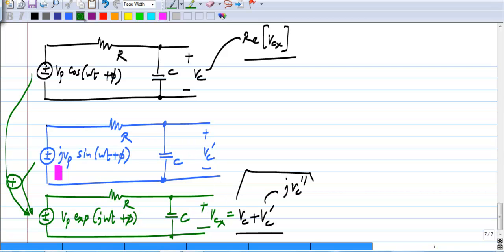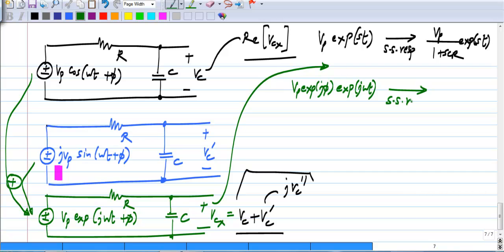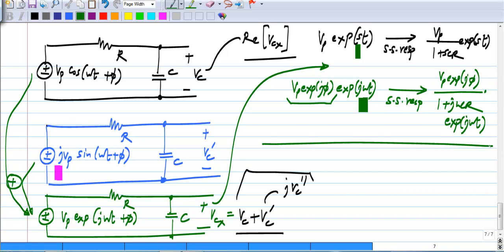The response of this can be written down again quite easily because we know that Vp exponential st has a steady state response. Remember, I am only talking about steady state response here. Vp by 1 plus SCR times exponential st. Now, this here, which is Vp exponential j phi exponential j omega t, has a steady state response. I have taken out exponential j phi to be part of the multiplying factor. I'll have Vp exponential j phi divided by 1 plus j omega cr. So, s is j omega, that's all. So, this times exponential j omega t.